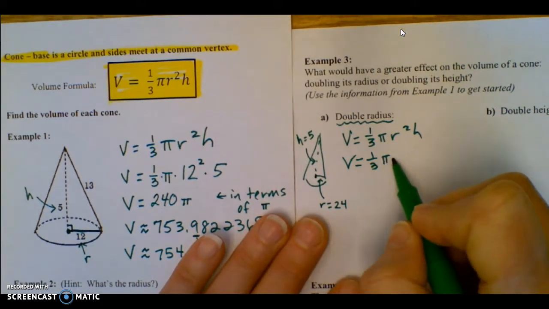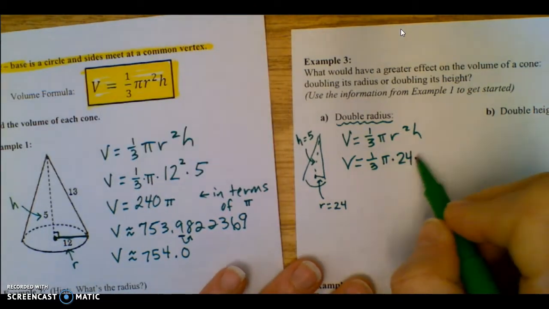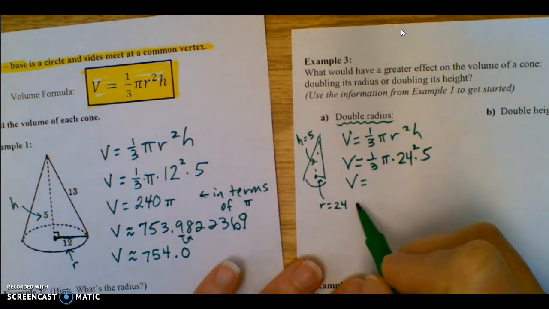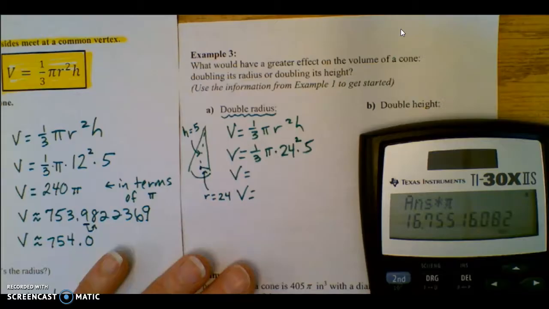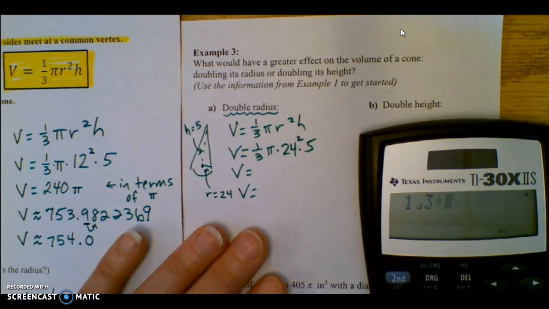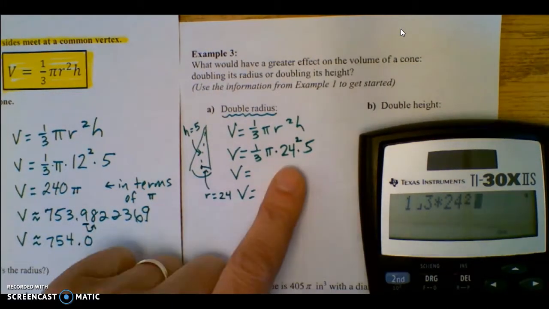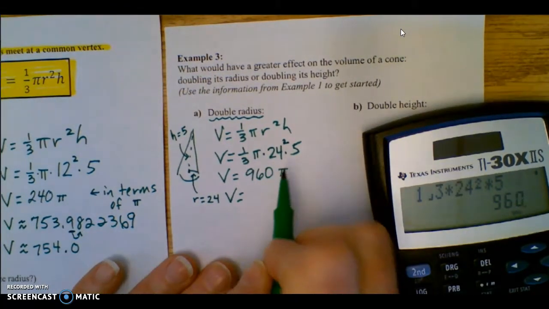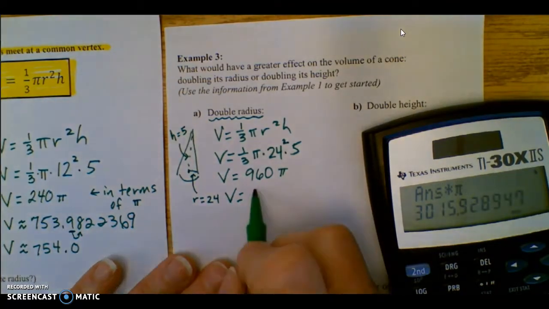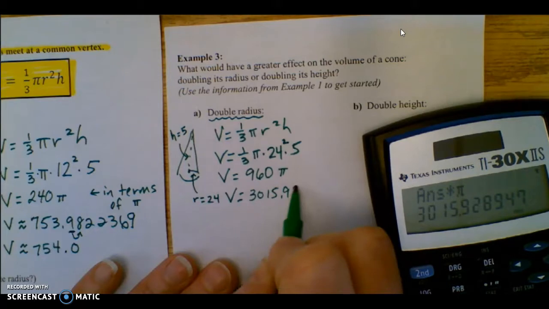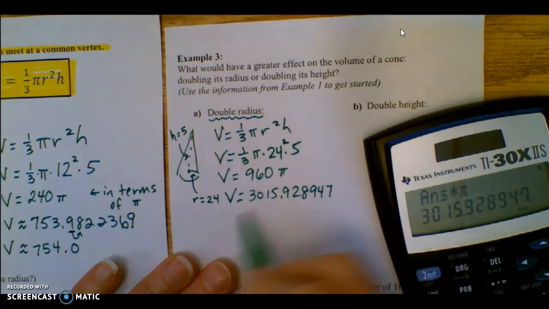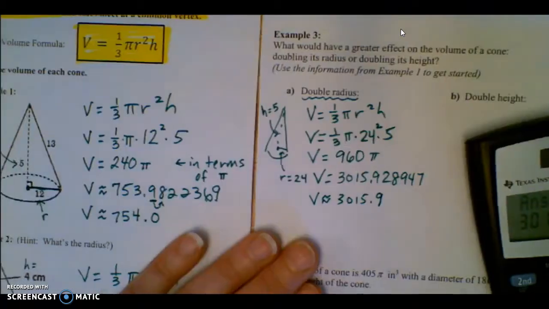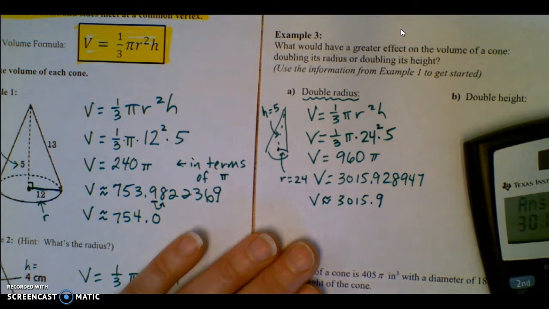So 1/3 times our radius of 24 this time, times our height. And I almost forgot to square my radius, so be careful with that. We're putting in our 1/3. We're timesing by our now radius of 24 squared times 5, and we get 960 pi. So if I multiply by pi, I get 3015 and change. So approximately 3015.9. Obviously, it's a much, much bigger volume when we double the radius.